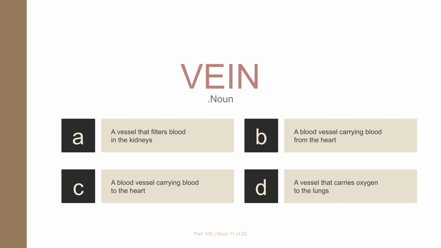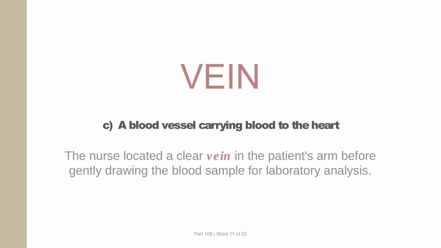Option A, a vessel that filters blood in the kidneys. Option B, a blood vessel carrying blood from the heart. Option C, a blood vessel carrying blood to the heart. Option D, a vessel that carries oxygen to the lungs. Correct answer, Option C. The correct meaning of vein is a blood vessel carrying blood to the heart.